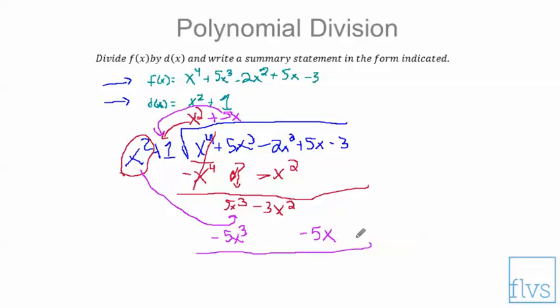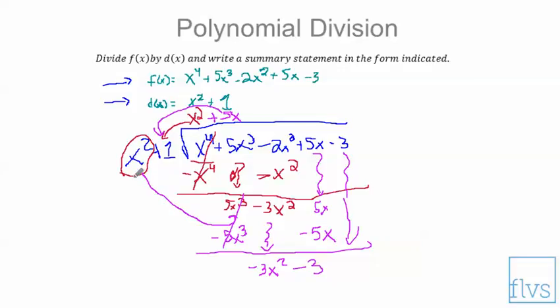Draw my line. Negative 3x squared, there is nobody similar to it, so it just comes on down as it is, negative 3x squared. And then you've got this 5x up here. That comes down. 5x minus 5x is 0. And then the negative 3, you can go ahead and bring it down at this point.